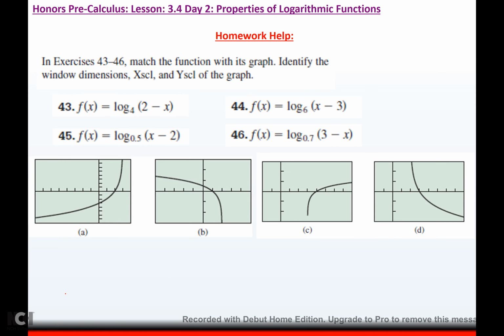And these ones you're matching on your homework. Again, look at what your transformations do. This is going to reflect over y. This is going to move it right 2. This is going to move it right 2. And be careful on this one. This one's going to be decay because your base is a half, so it's got to be going this way. Again, 3 units to the right. This is going to be reflect over y and 3 units right.